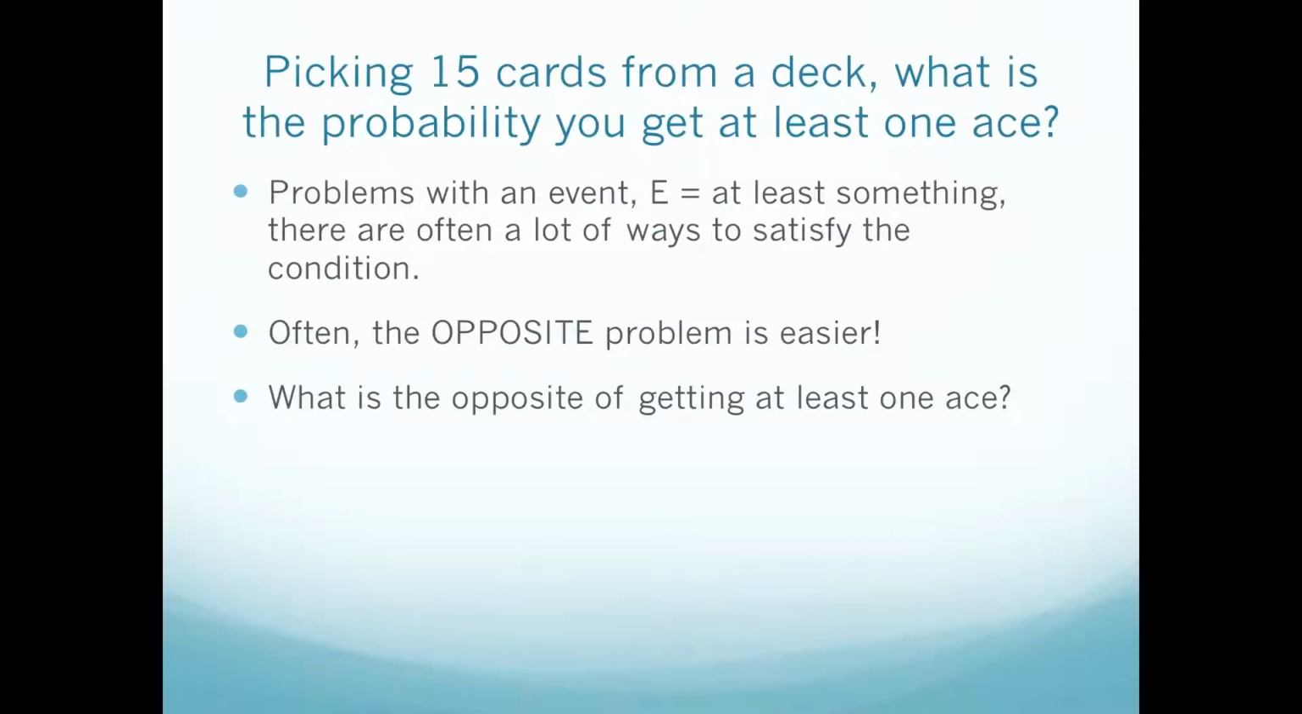Okay, so just to give an example of the kind of question we could be looking at, let's say you pick 15 cards from a deck. What's the probability you get at least one ace?